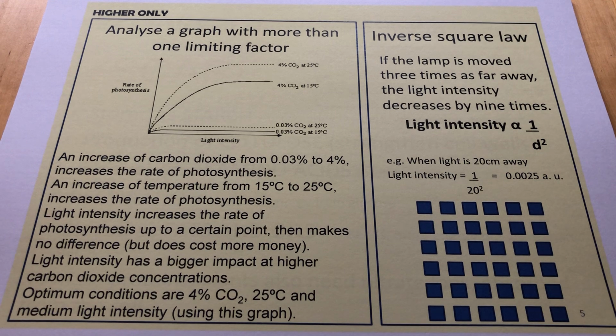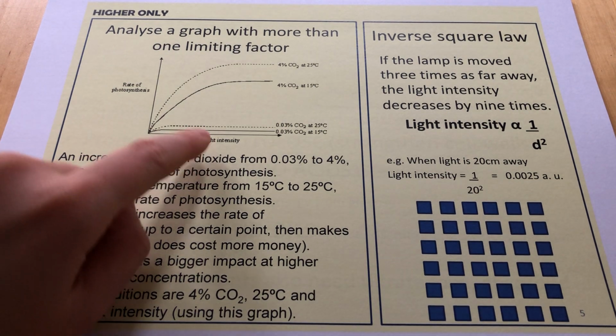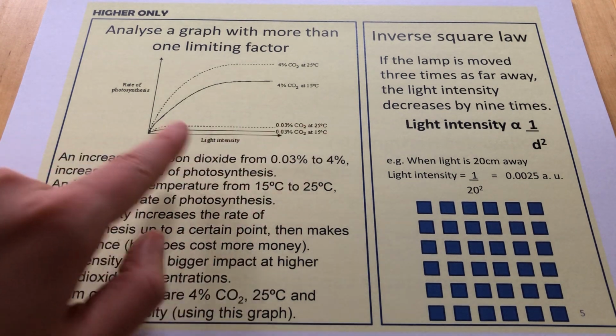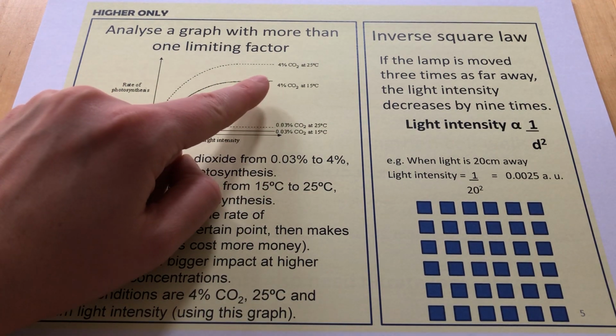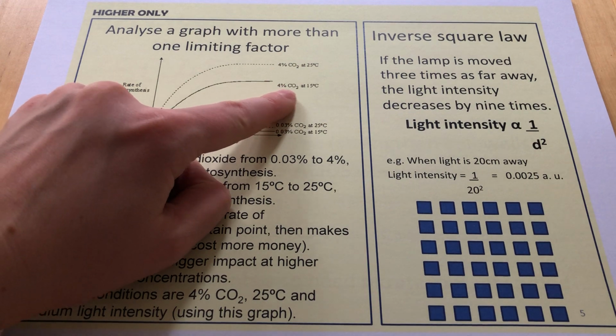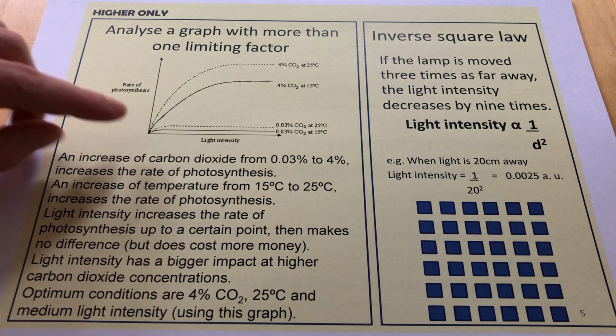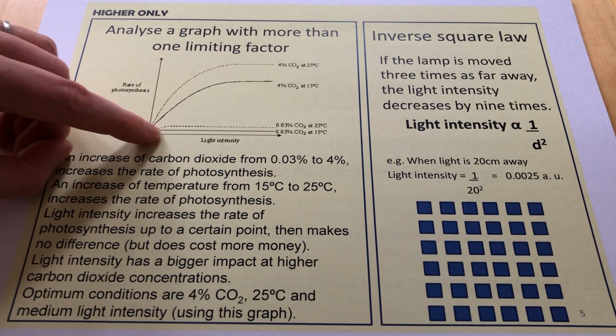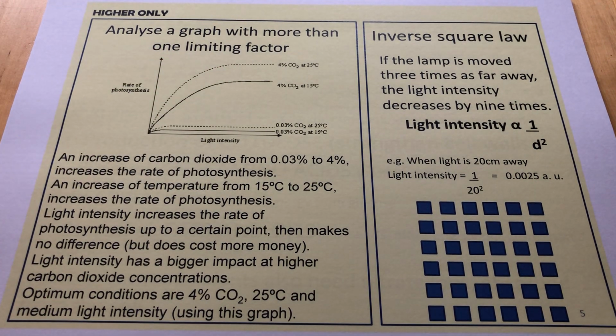And this is quite difficult to get our head around, okay, because we can make some basic statements. We can say, if we just look at the solid line at the bottom here, which is low carbon dioxide at 15 degrees, and we compare it to high carbon dioxide at 15 degrees, we can see that if you increase the carbon dioxide, you get a greater rate of photosynthesis. That's one conclusion we could make.